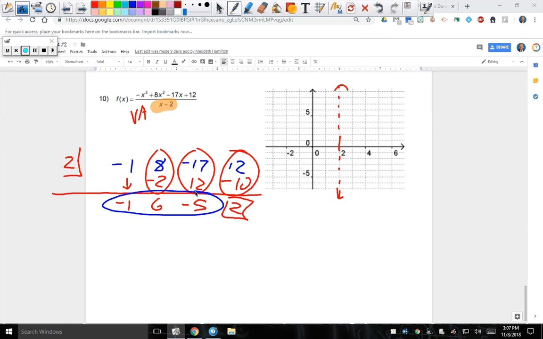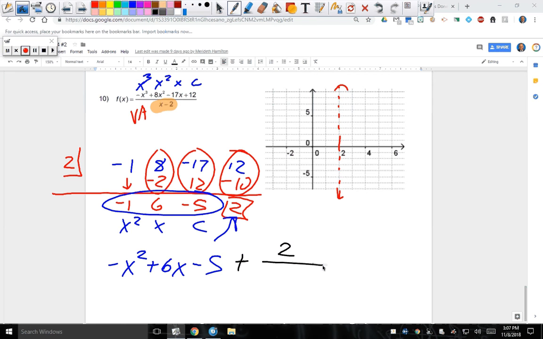Now, good timing on this question too. Thank you, Jacob. This remainder would be written like this. So constant, x, x squared, x cubed. That was the original. It shifts over: constant, x, x squared. So you have this, plus 2 over x minus 2.